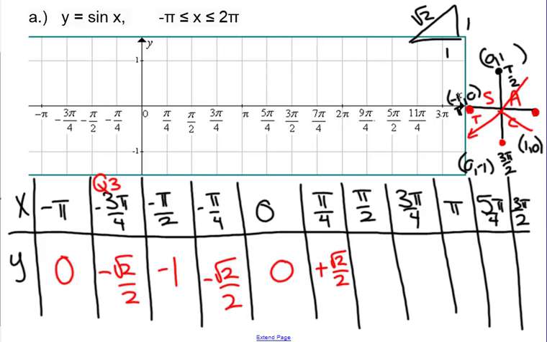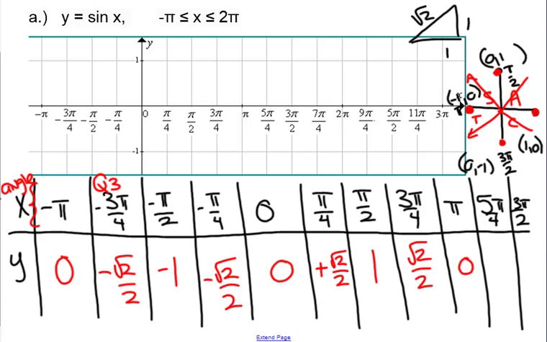Pi over 2 has us up top. Our sine of that is 1. 3 pi over 4 has us in quadrant 2. We are root of 2 over 2. The sine of pi is 0. Remembering, again, in all of this, if we're using the coordinates of our unit circle, sine is always our y value. And then with x being our angle, it's just asking, what is the sine of that angle?